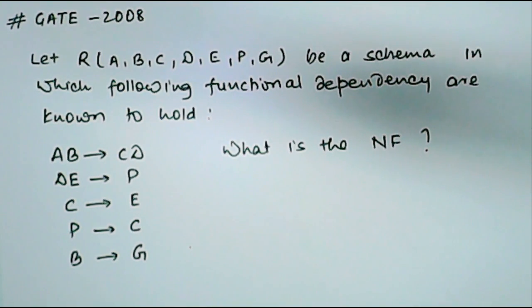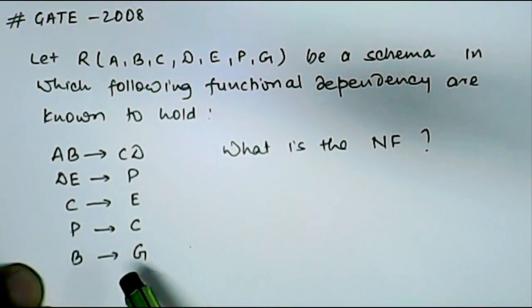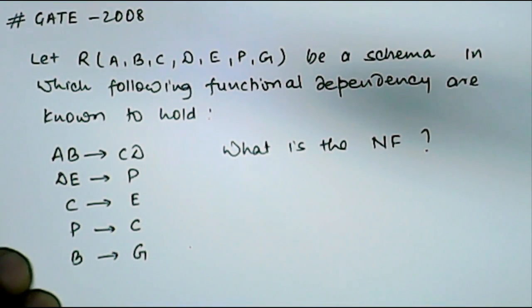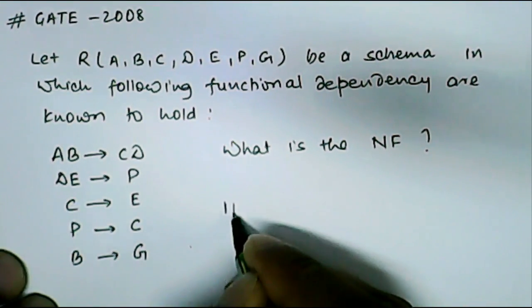In this lecture, we will solve a problem and check, for the given relation and functional dependencies, what is the maximum possible normal form it satisfies. To check, we will start with first NF. What is the first NF condition? That all the values will be atomic. So we are considering that the values will be atomic, so it will be in first NF.